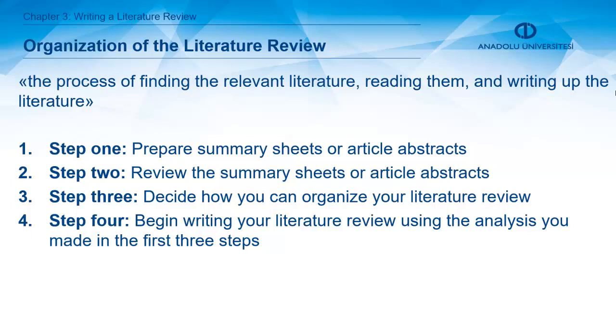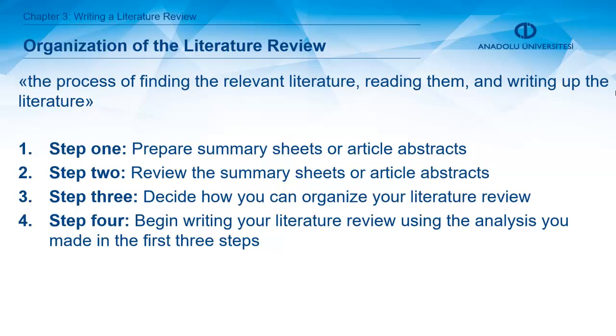For that, you have 4 main steps. In the first part, you prepare the summary sheets or article abstracts. You have a lot of sources, a lot of books and articles, and it's strongly suggested that you prepare a kind of summary, a short abstract, for each of these studies and sources. After having the summaries, as the second step, you review the summary sheets or article abstracts. You collect those summaries and review them one by one.